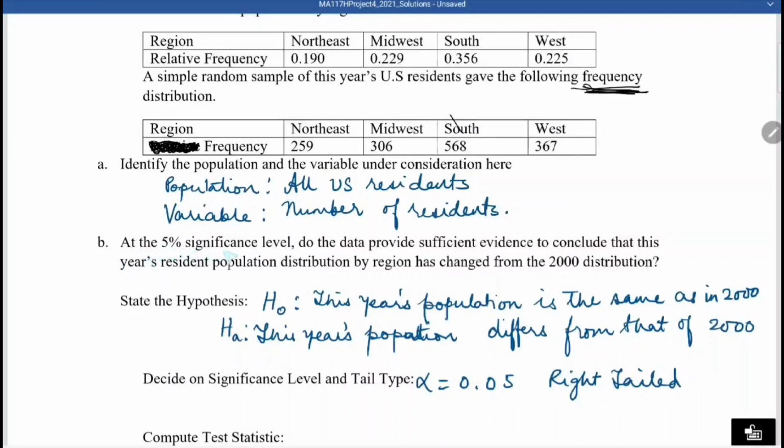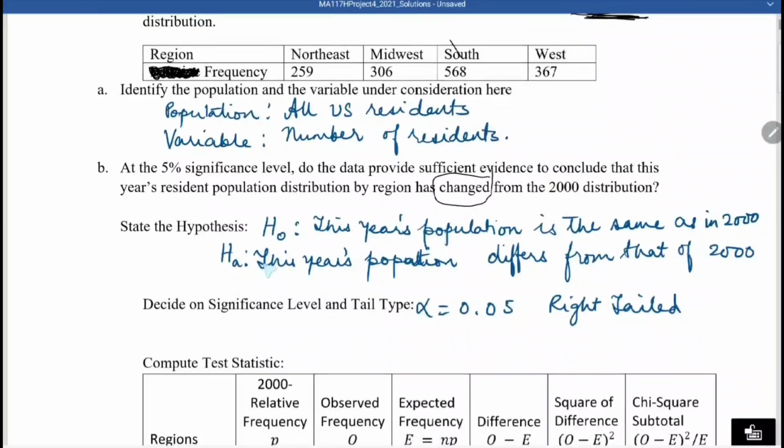Part B says, at the 5% significance level, do the data provide sufficient evidence to conclude that this year's resident population distribution by region has changed from the 2000 distribution? First step is to state the null and alternate hypothesis. Now, we said before that chi-squared goodness of fit test is used for qualitative data. So there won't be a mean or a standard deviation and things like that, all right? You have to state your hypothesis in a full sentence.